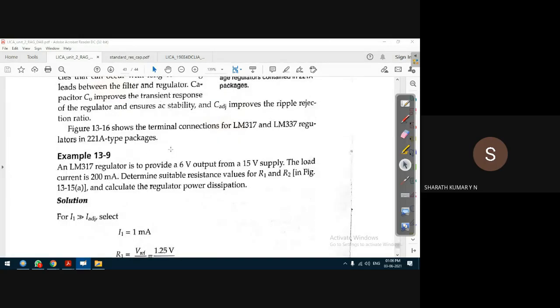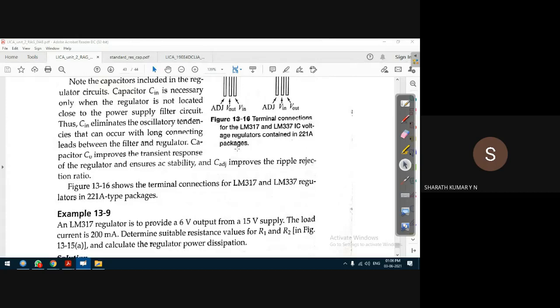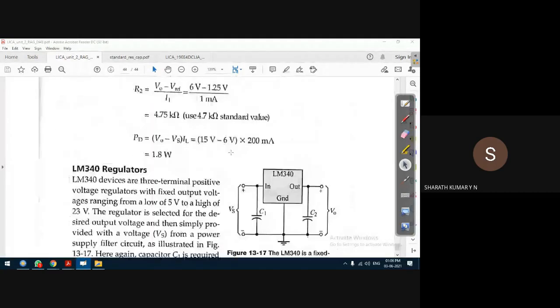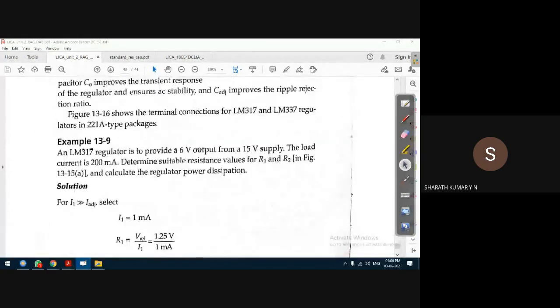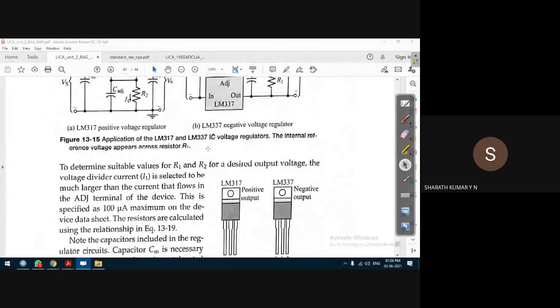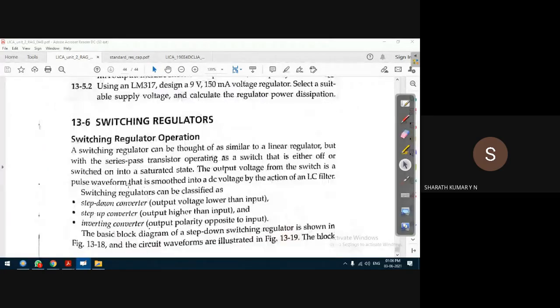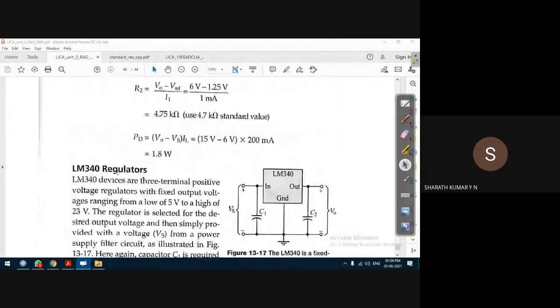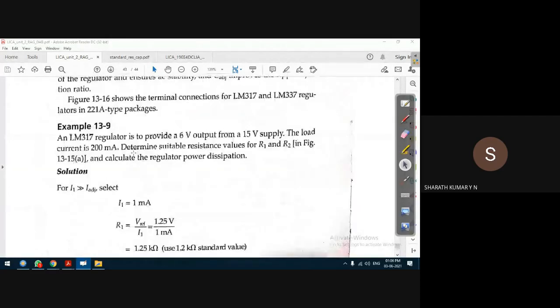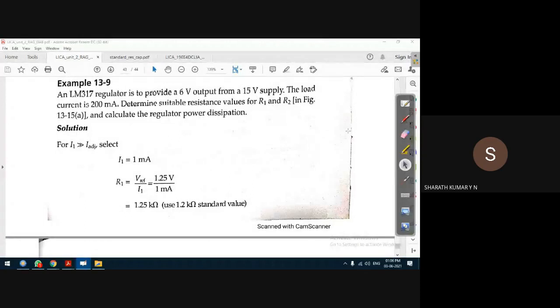Okay, so the figure shows... fine. Let's take one simple example. Okay, let us look into the 317 and 337. But what is this 340? This part is not there, this content is not there. So with this problem, this unit should end. Let's complete this. It's a very simple problem.